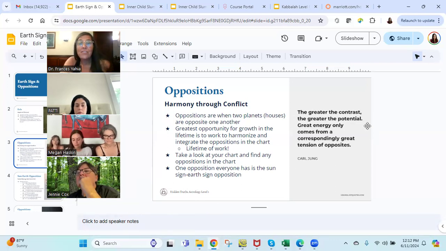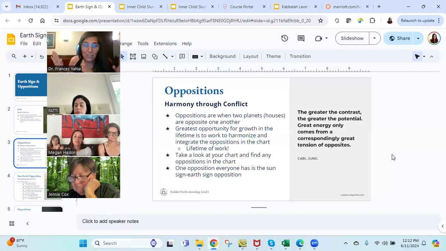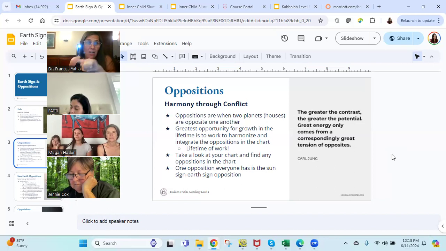So Jung said, the greater the contrast, the greater the potential. Great energy only comes from a correspondingly great tension of opposites. All of depth psychology, all of Jungian psychology can be summed up in 3 words: tension of opposites. When there's tension, when there's a judgment, when there's a conflict, when there's something that seems to be so opposing you, that is your greatest opportunity for growth. That is the opportunity for growth. All of depth psychology in those 3 words.